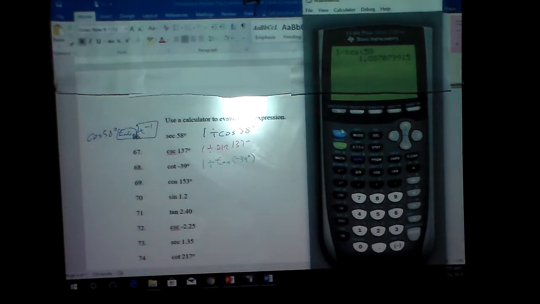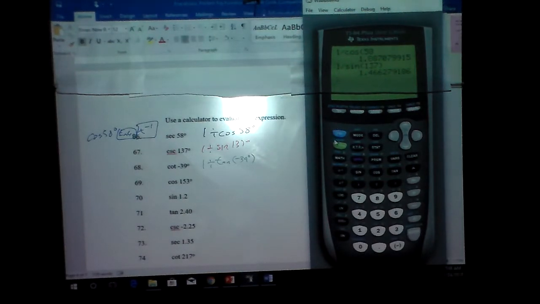All right? To do cosecant of 137, there's no cosecant button. It's 1 divided by sine. So I'm going to go 1 divided by sine, this time 137. Enter. I'll close it up so it looks nicer. And it's 1.46627. There we go. That's the answer right there.